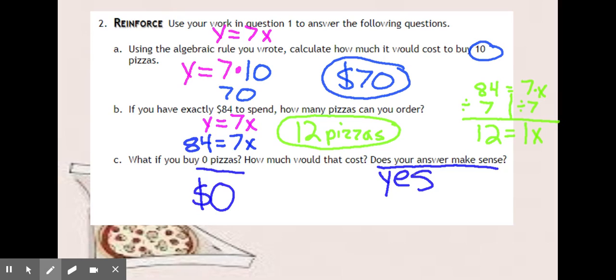But we are going to be talking about another relationship in the next video that will help you understand the reasoning for this question a little bit more. So if you buy 0 pizzas, it costs $0, and yes, that does make sense. In the next video, we are going to look at another relationship with pizza, but this time we are going to have a delivery fee involved.